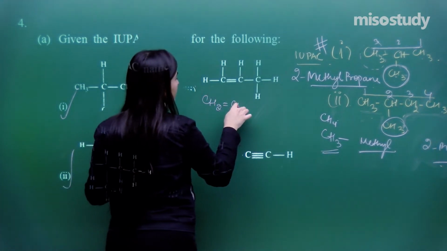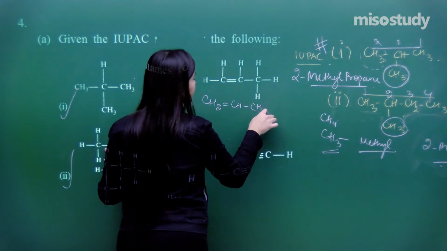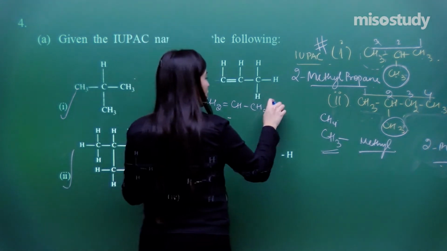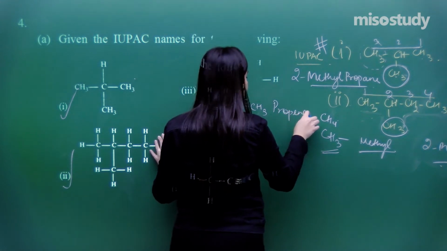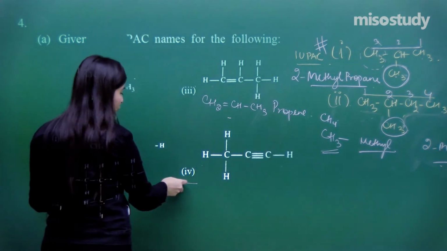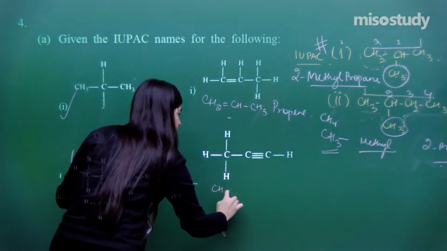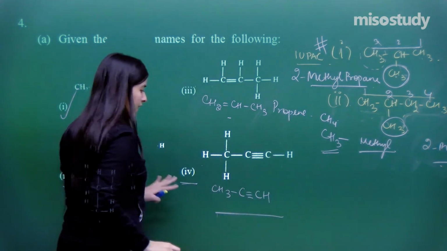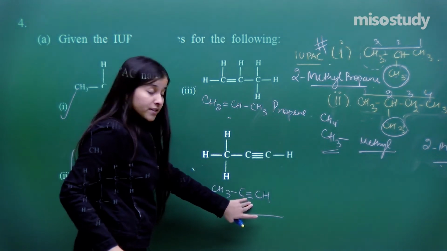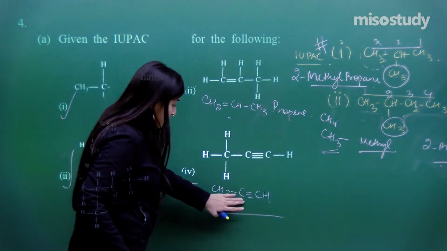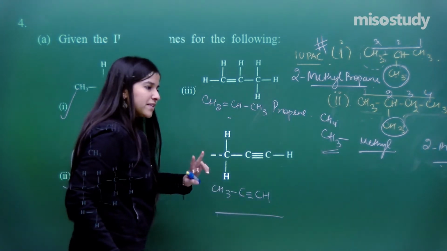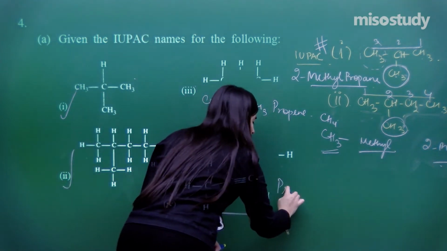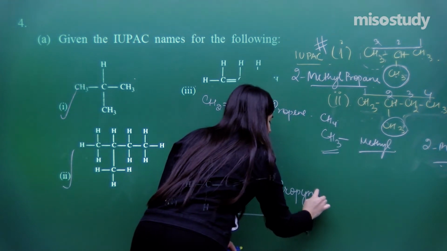CH2 double bond CH, single bond CH3. What is it? Prop and a double bond? Propene is the answer. Now, fourth one. Right? So it's a triple bond right here. That means having 3 carbons and triple bond, 3 means prop and triple bond means ine. So this is going to be propyne.